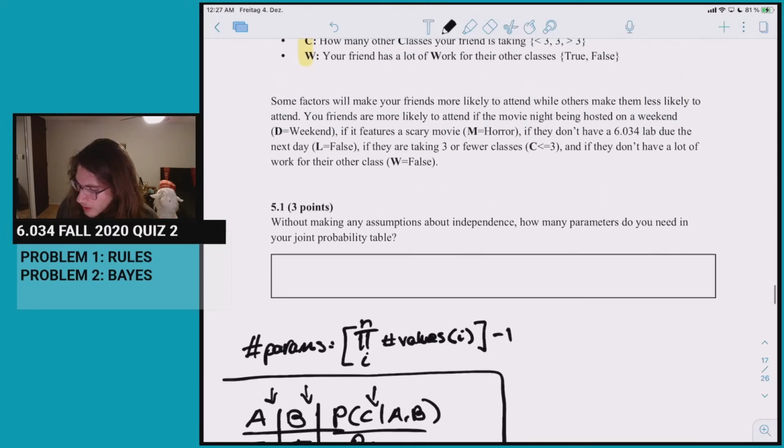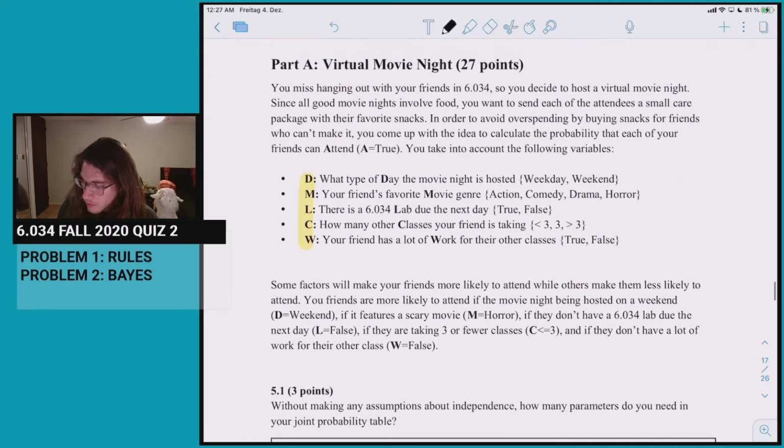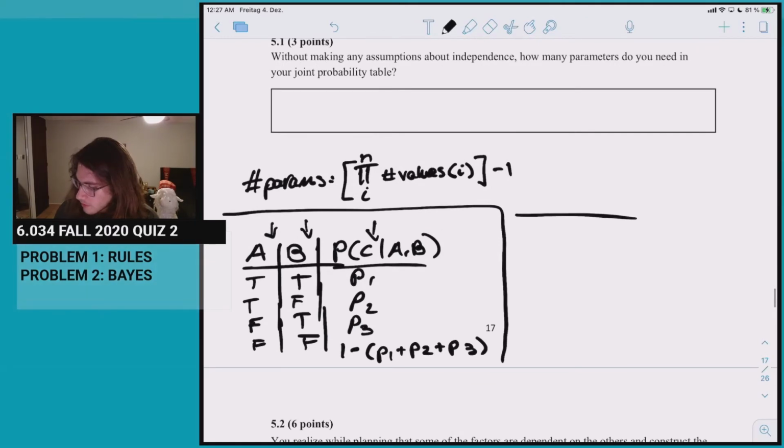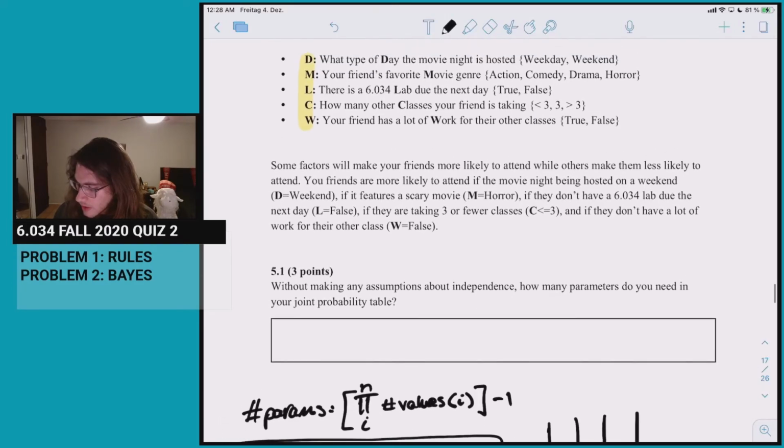So now because I'm predicting A, I have some long probability table with a bunch of values and combinations of, what is it, D, M, L, C, W?